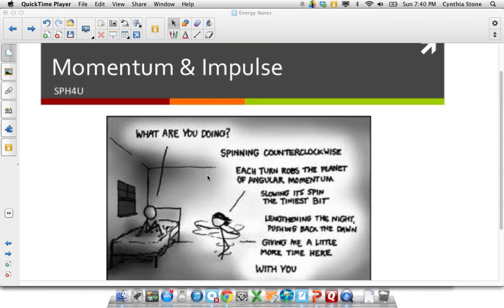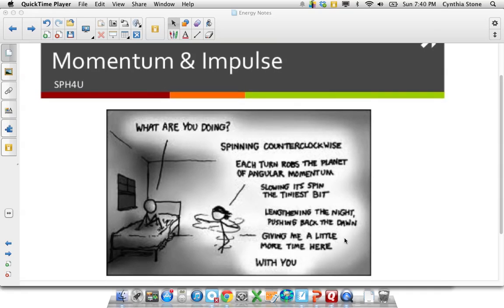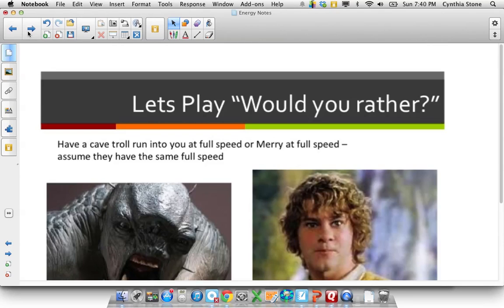kind of cute, right? "What are you doing?" "I'm spinning this way. Each turn robs the planet of angular momentum, slowing its spin the tiniest bit, lengthening the night, pushing back the dawn, and giving me more time with you." So that's pretty cute. I won't do that now, so your videos don't take any longer, but I thought it was cute. Anyway, so momentum is the topic of the day and for the rest of this unit, actually.